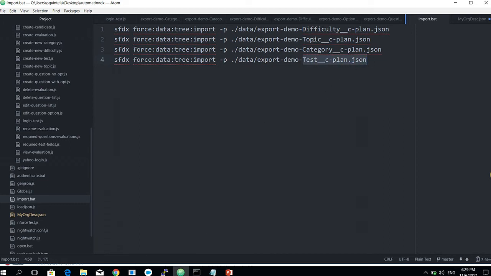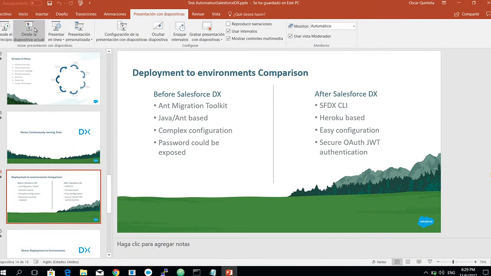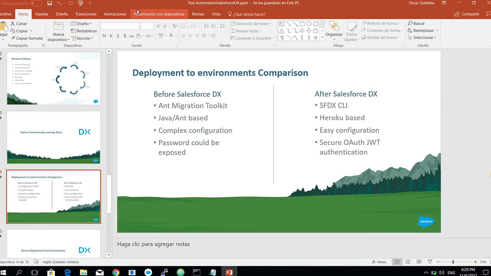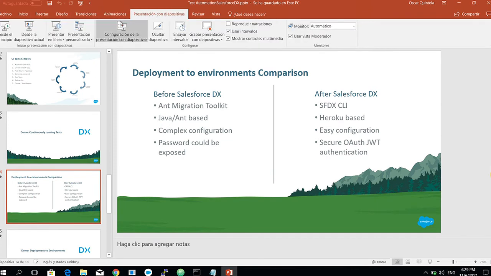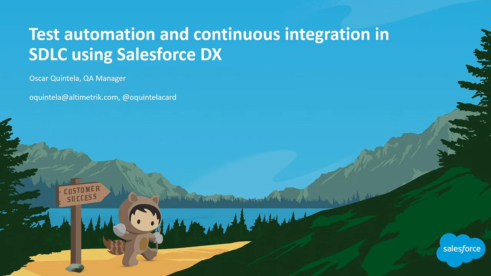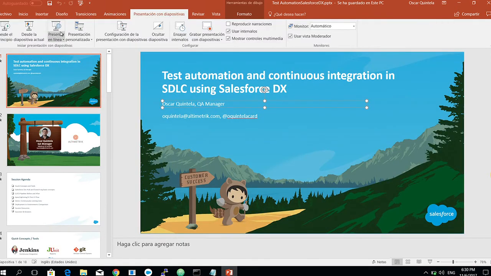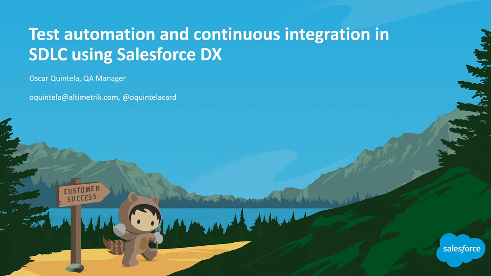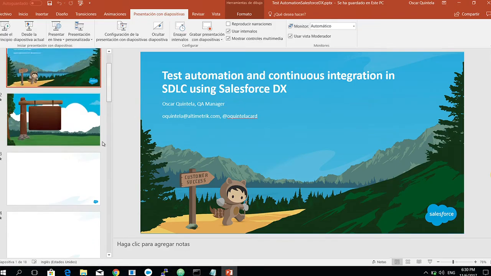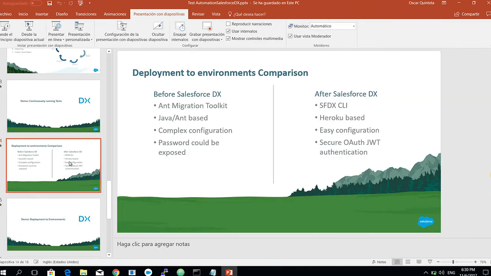So this is the flow for Apex tests, Lightning tests, and UI tests. And we are missing a piece here: our deployment to the rest of the environments. First, deployment between environments.